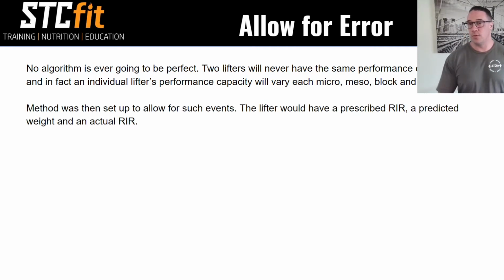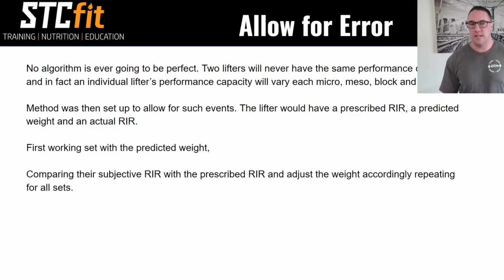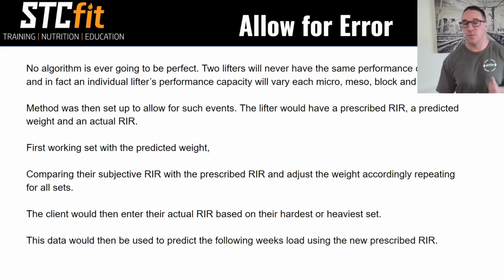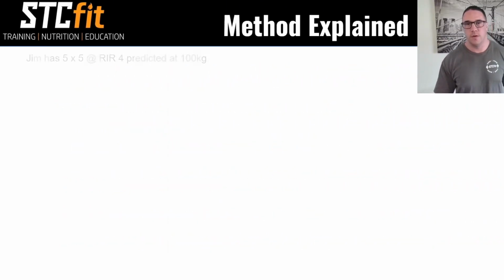A lifter would have a prescribed rep in reserve, a predicted weight, and an actual rep in reserve. They perform the first working set with the predicted weight, then compare their subjective rep in reserve to the prescribed rep in reserve, and adjust the weight accordingly, repeating for all sets. I will show you what this looks like in a second. The client would then enter their actual rep in reserve based on the hardest or heaviest set. The data would then be used to predict the following week's load using the new prescribed rep in reserve.